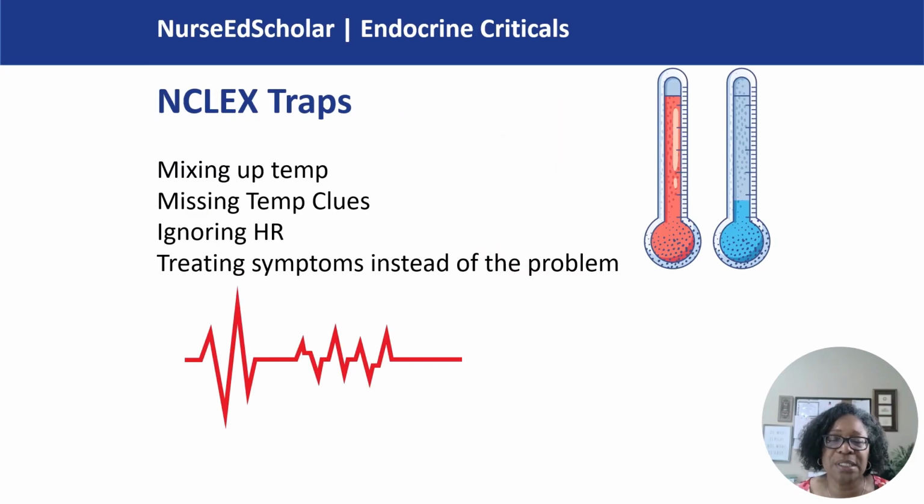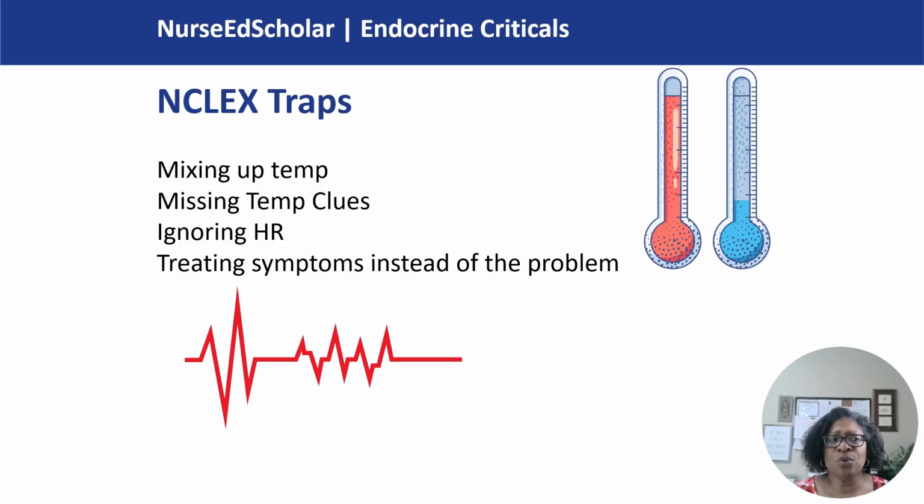Now, what kind of traps are you going to see on the NCLEX? You want to avoid mixing up high versus low hormone. You want to not miss the temperature cues. Person revved up, metabolism revved up, that should be thyroid storm, and the opposite would be myxedema coma. Don't ignore heart rate differences: tachycardia with thyroid storm, bradycardia with myxedema coma.